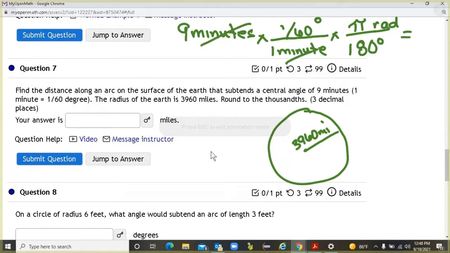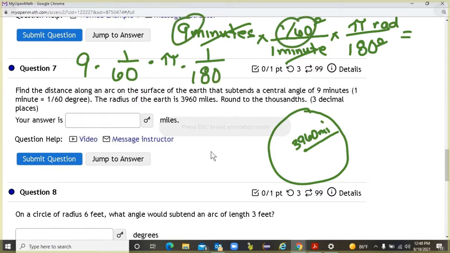So notice if we multiply this, the minutes will cancel and the degrees will cancel, divide out. So let's see what this is actually going to look like. We're going to have 9 times 1/60th times pi, and then divided by 180. I'm going to write that as times 1/180, just so we can see that. So 9 times 1/60th times pi, and then that whole thing is divided by 180, so times 1/180.